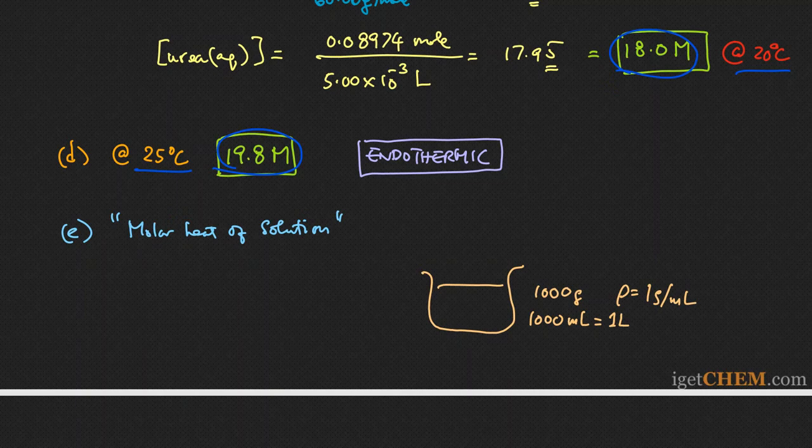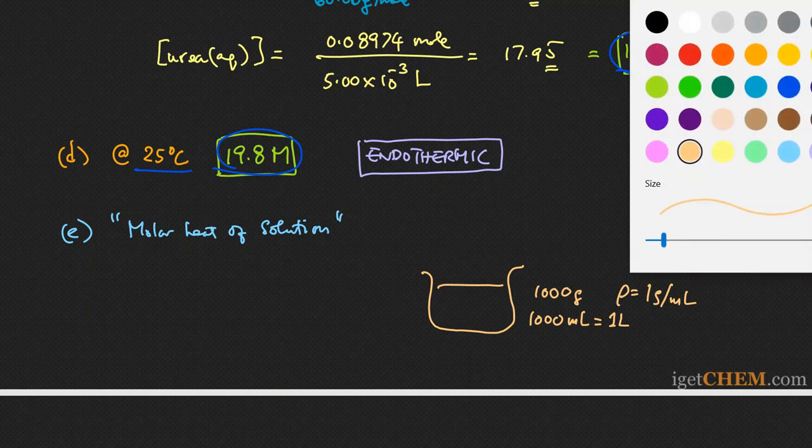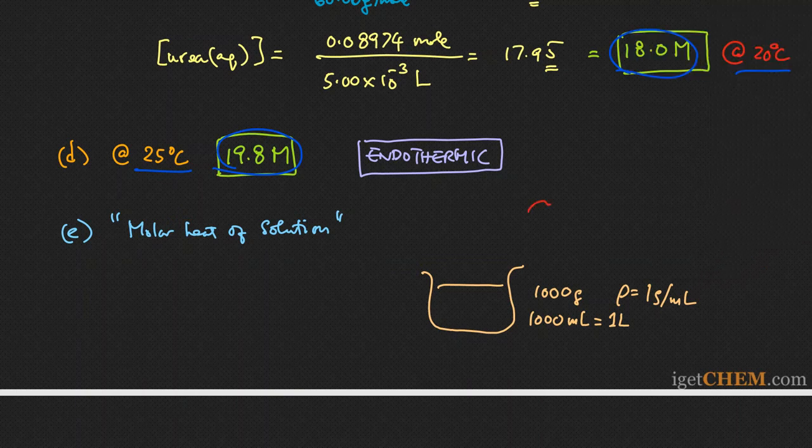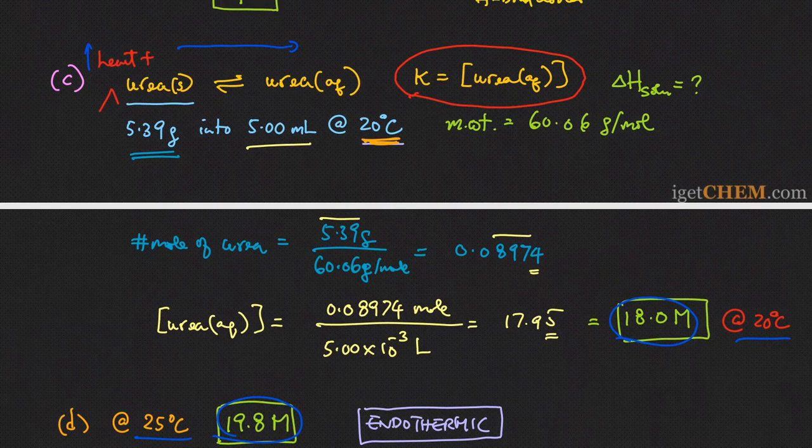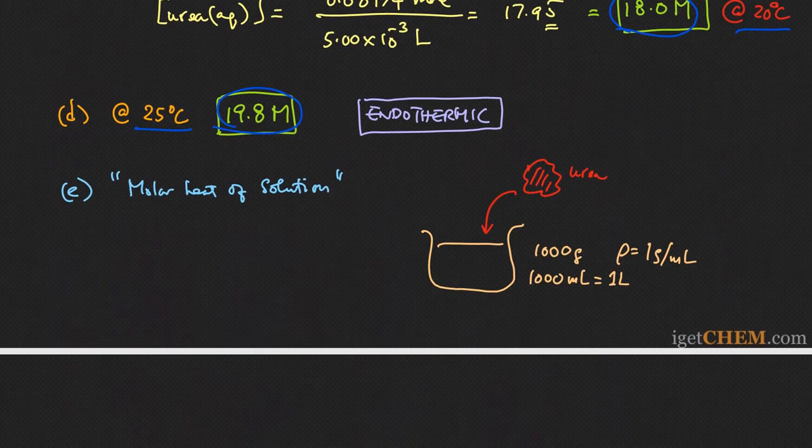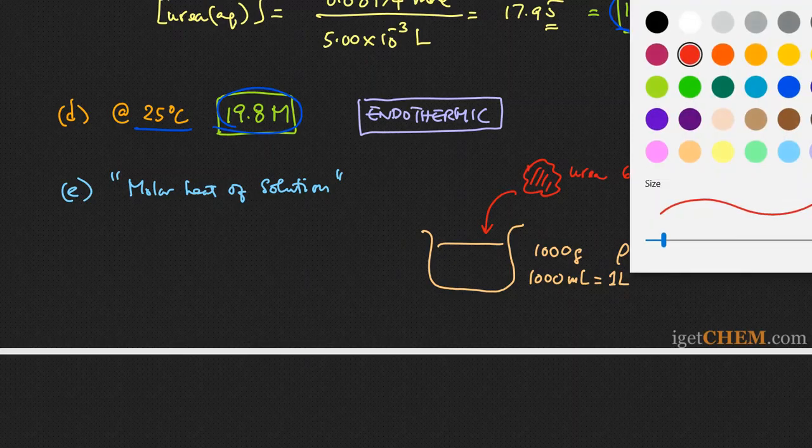At the same time, what you need to do is to measure out 1 mole of the urea. So let's say that is 1 mole of it. And you need to then just dissolve that into this 1 liter of water. And the molecular weight of urea, as you saw above, was 60.06 grams. So to get a mole, you measure out 60.06 grams of urea.